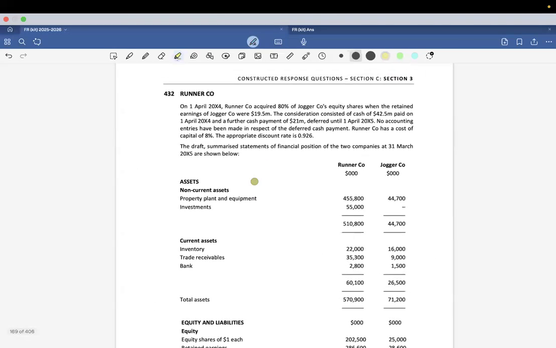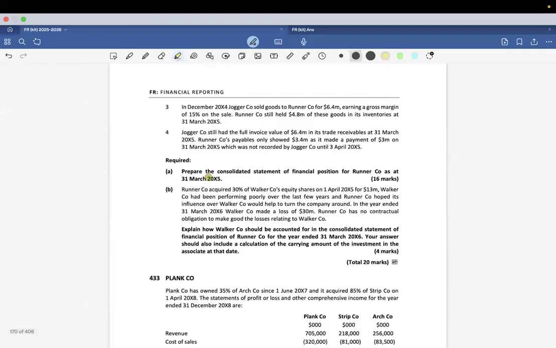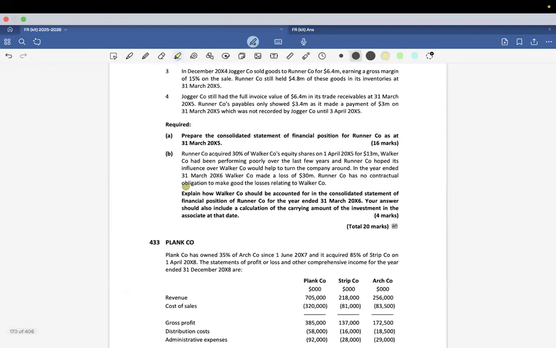This is question 432, Runner Company. The A question is just the normal part of consolidated SOFP. The B question here, they've given a small scenario of an investment in associate. They've given you all the amounts. Now, in the question, they have asked you to explain how Walker Company should be accounted for in the consolidated statement of financial position of Runner Company for the year ended 31st March 2006. Your answer should also include a calculation of the carrying amount of the investment in associate at that date.